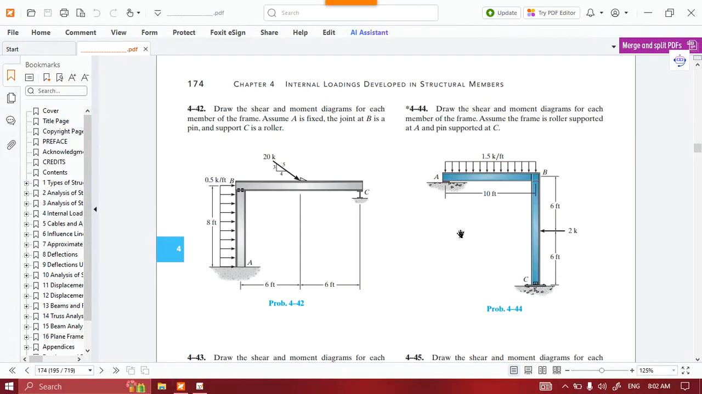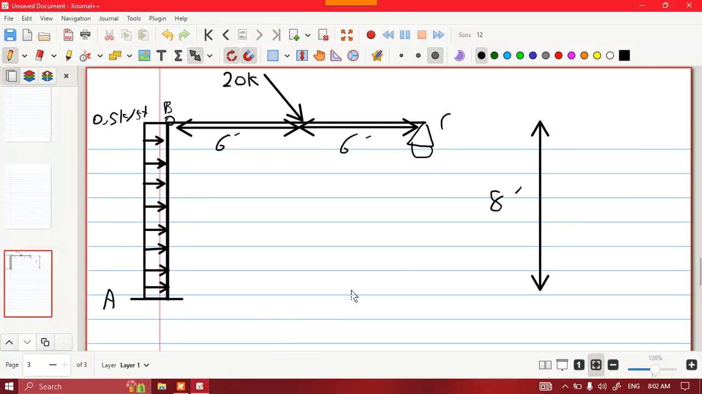It's Hash. Today I'm going to show you how to solve problem 4.42. It says draw the shear and moment diagrams for each member of the frame. Assume joint A is going to be fixed, B is going to be pin, and C is roller. Joint B is a pin, so you have to be careful at this point.